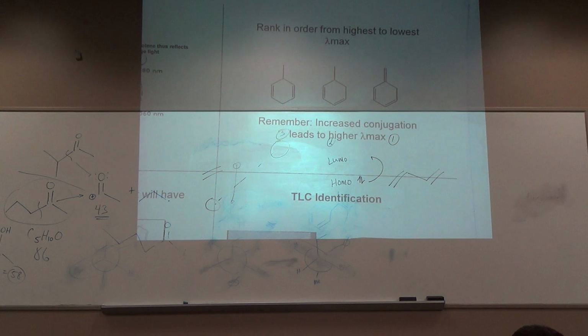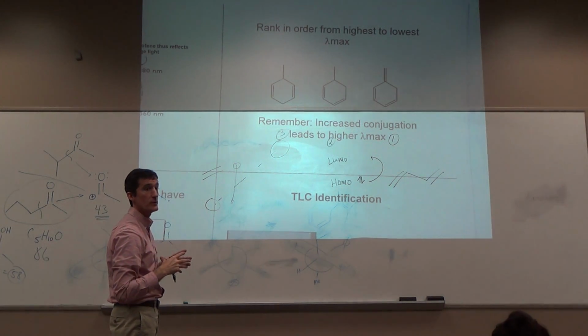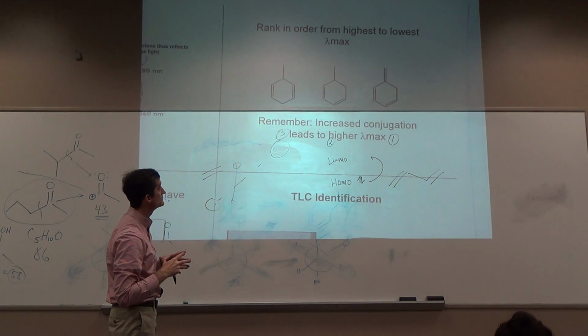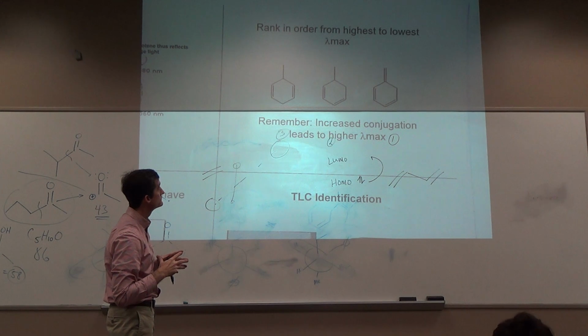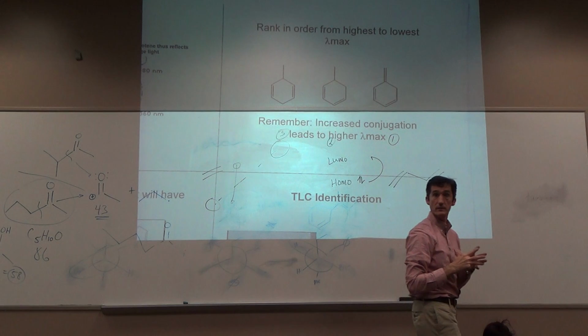Because 2 and 3 both have 2 double bonds. But what's the difference? In compound 2, they're conjugated. And so you have a conjugated system. And it's that increased conjugation that moves your absorbance to the right, or narrows your HOMO-LUMO gap. Does that 1, 2, 3 make sense?